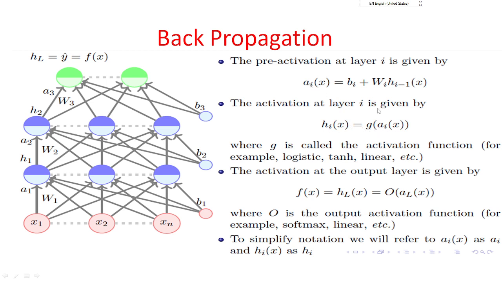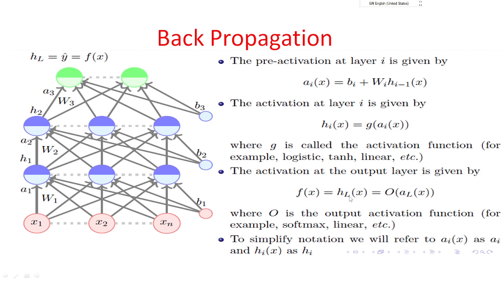This is the input to the activation, g. What is g? g is the activation function. The activation function can be logistic or sigmoid, tanh, linear, softmax or ReLU function. So different activation functions are there. The activation of the output layer will generally be different. It depends on the application which you are using.